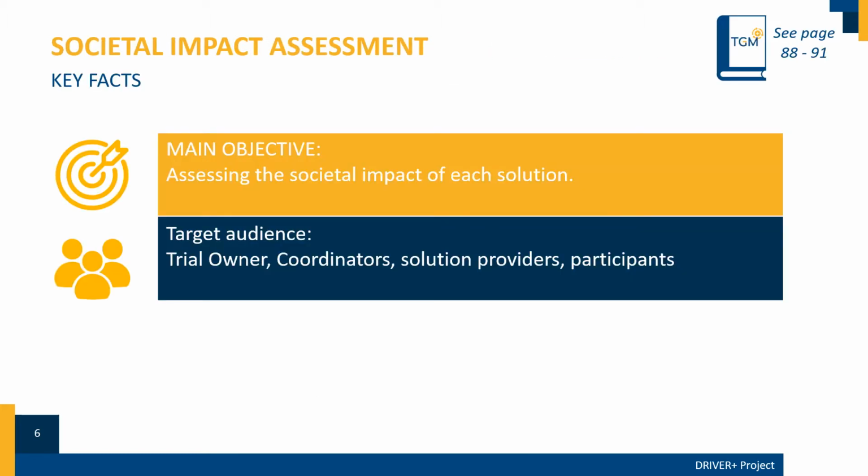The objective of SIA is to become aware of the societal impact a solution could have. Note that this impact can be positive, but could also have negative side effects. Similarly, your trial setup can also have unforeseen positive and negative effects. Hence, it is important to spend some time in assessing this in detail. This effort is important for all stakeholders of a trial, especially the core committee formed by the trial owner and the three coordinators. Also, information from the solution providers and participants could be necessary to conduct a SIA.